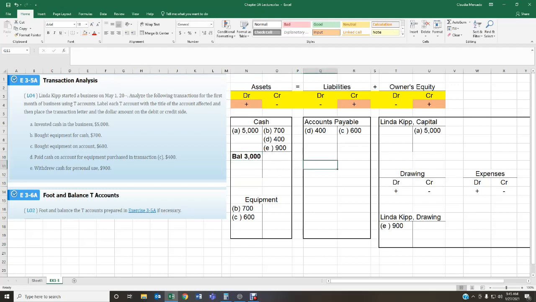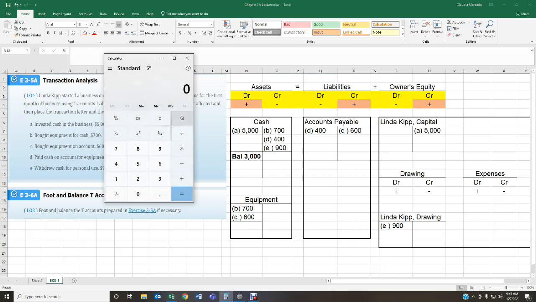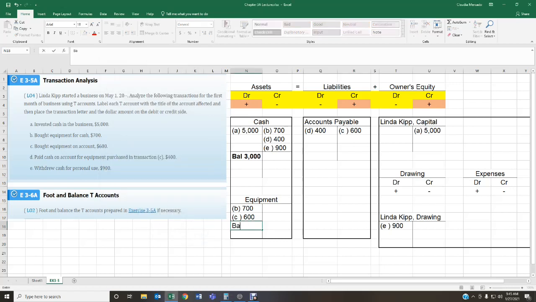Okay, for cash. We're going to do the same thing for equipment. Now, equipment only had 2 transactions and they're both on the debit column. So all we have to do is add those two together. We don't have to make any adjustments here. Just add the 2 together to come up with our ending balance. So at the end of the month, I have $1,300 in my equipment account. Let me just put a little comma there. So this is the ending balance on my equipment account. I've got $1,300 of equipment for my business.